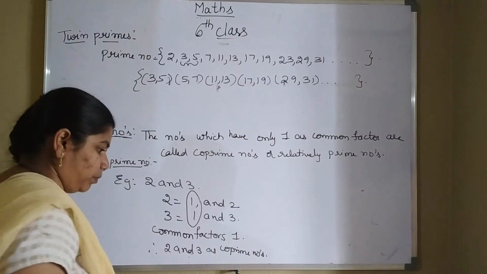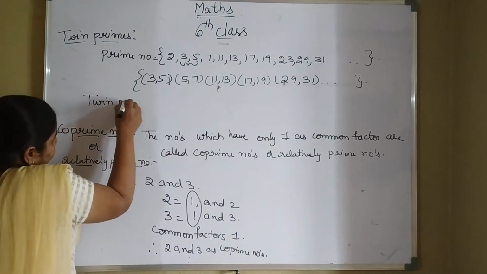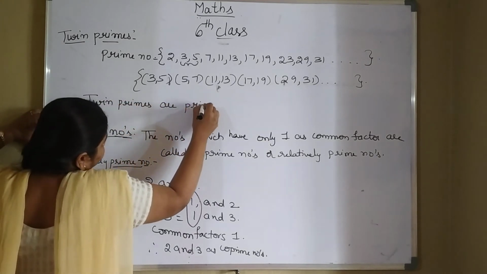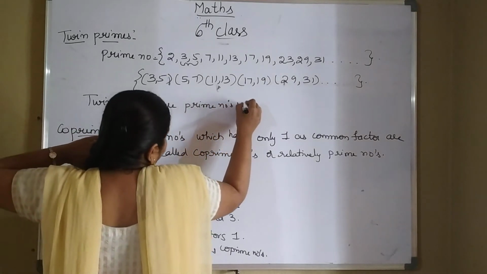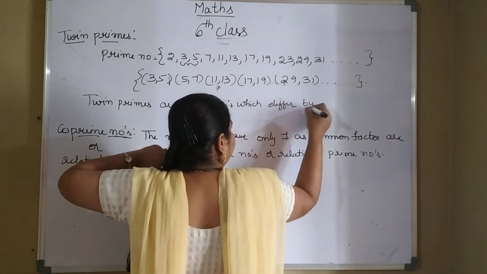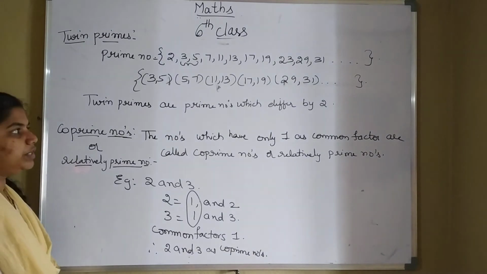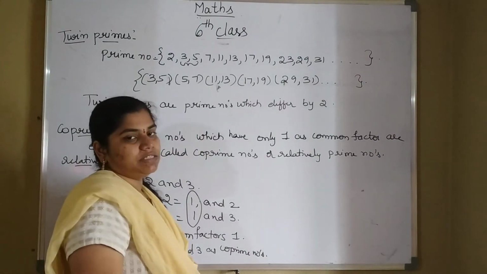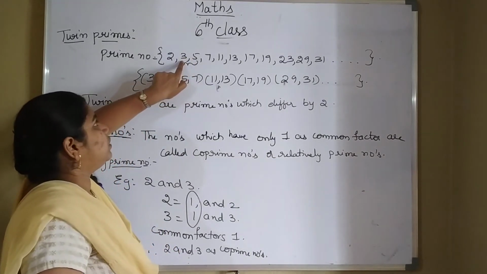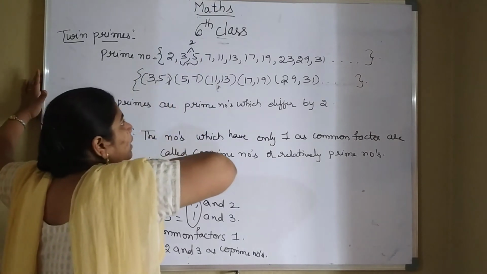So what do you mean by twin prime numbers? Twin primes are prime numbers which differ by 2. Okay, so prime numbers which differ by 2 are called twin prime numbers. If you take the examples, 5 minus 3 is 2. The difference of these two is 2. So these two are twin prime numbers.